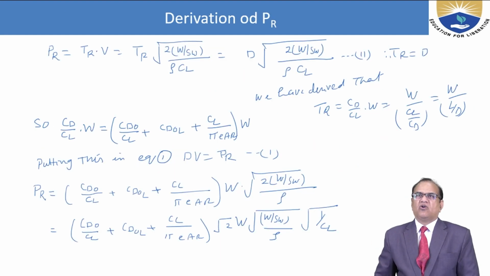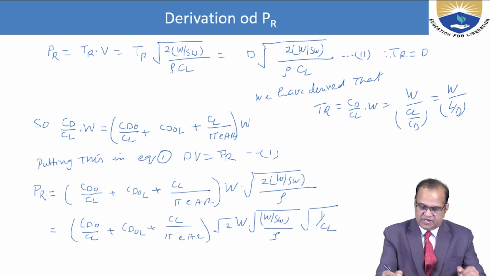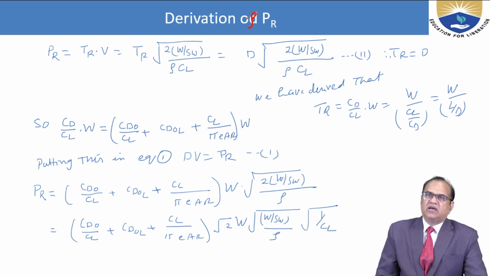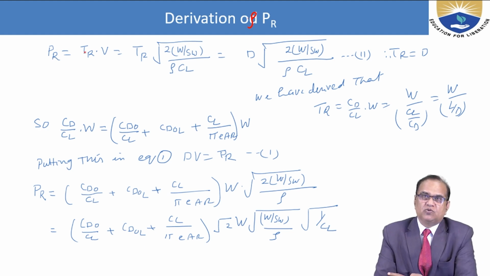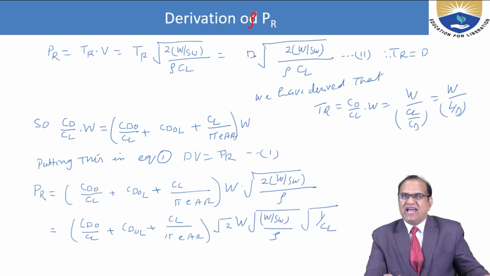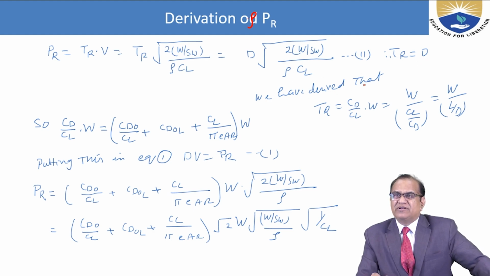Now I will go for the derivation of PR, power required. So we know that power required is equal to thrust required times velocity. Thrust required times velocity, we have found 2 times W by SW rho CL. TR we can write as the drag, 2W by S rho CL, because TR is equal to drag. We have to derive that.